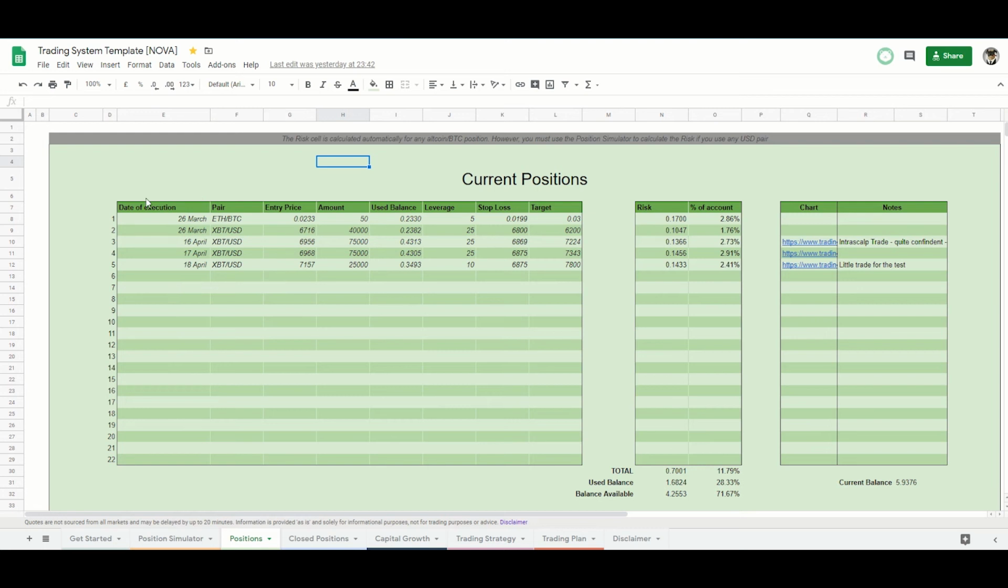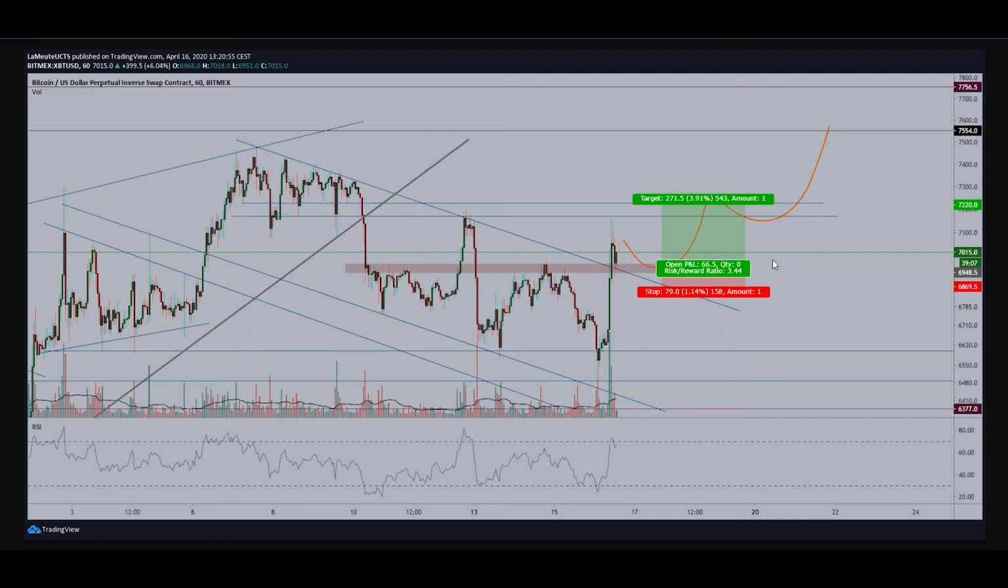This tab works with a small table where you can see the date of execution, the pair of the trade, the entry price, the amount of coins you bought, the used balance for the trade, the leverage, the stop loss and the target. It will calculate the risk and the percentage of the account risked in that trade. Here you have a little panel where you can enter your chart and some notes, so you can see why you entered this trade in case you forgot it. So here I can just check this trading ID. It's not really accurate, but it's just to show you the example. I can track it back whenever I want.